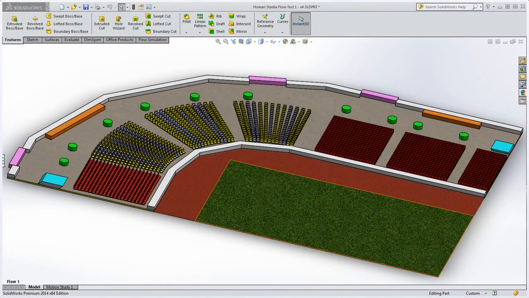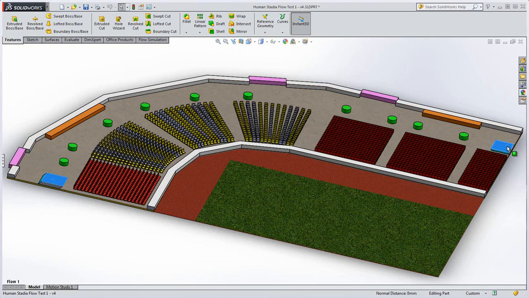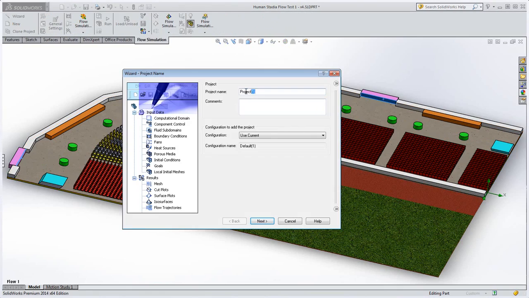To keep things simple, I built a small flat section of stadium seating, with some stairs where the people from upper level would join the lower level, a couple of concession stands, trash cans, and 3 exits. Setting up the problem is easy with SolidWorks Flow Simulation.